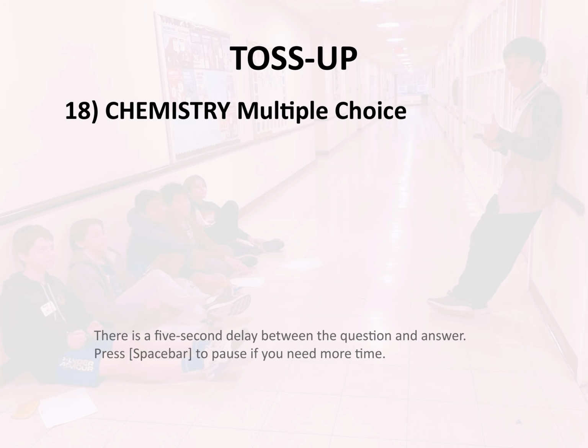Toss-up 18. Chemistry. Multiple choice. Which of the following does not have an index of hydrogen deficiency of 3? W. Spiropentane. X. Norbornene. Y. 1,3-cyclohexadiene. Z. Trans 1,3,5-hexatriene.